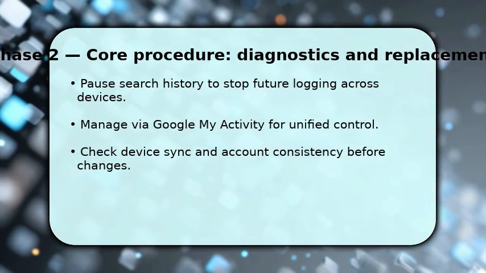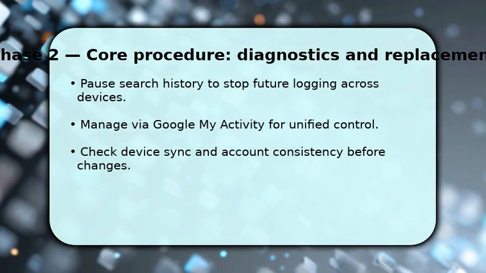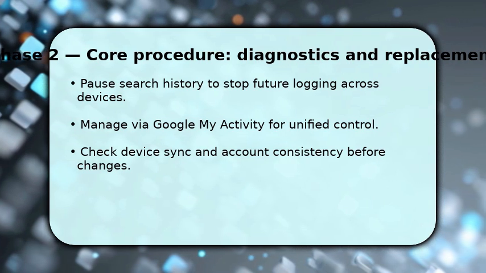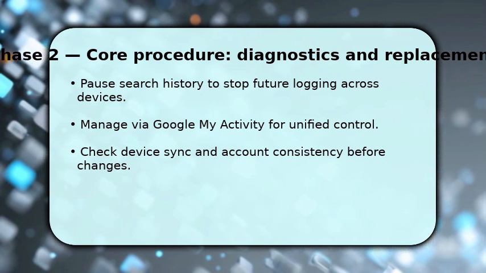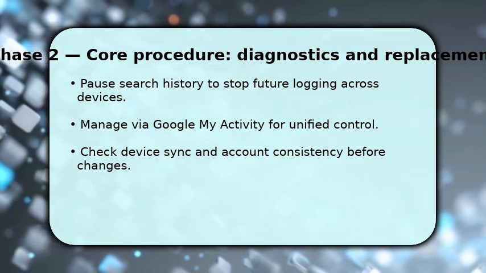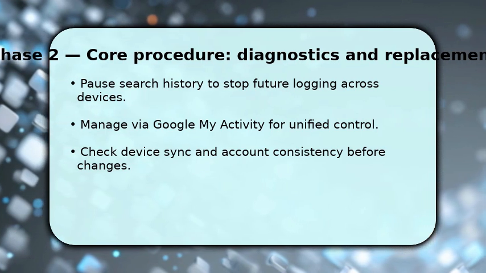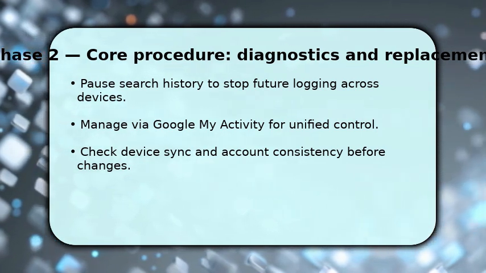Once you've removed immediate entries, go deeper. Open YouTube settings, then History and Privacy. Toggle Pause Search History to stop new entries. If you want a unified fix, open Google My Activity, filter by YouTube search, and delete there. This affects all signed-in devices.